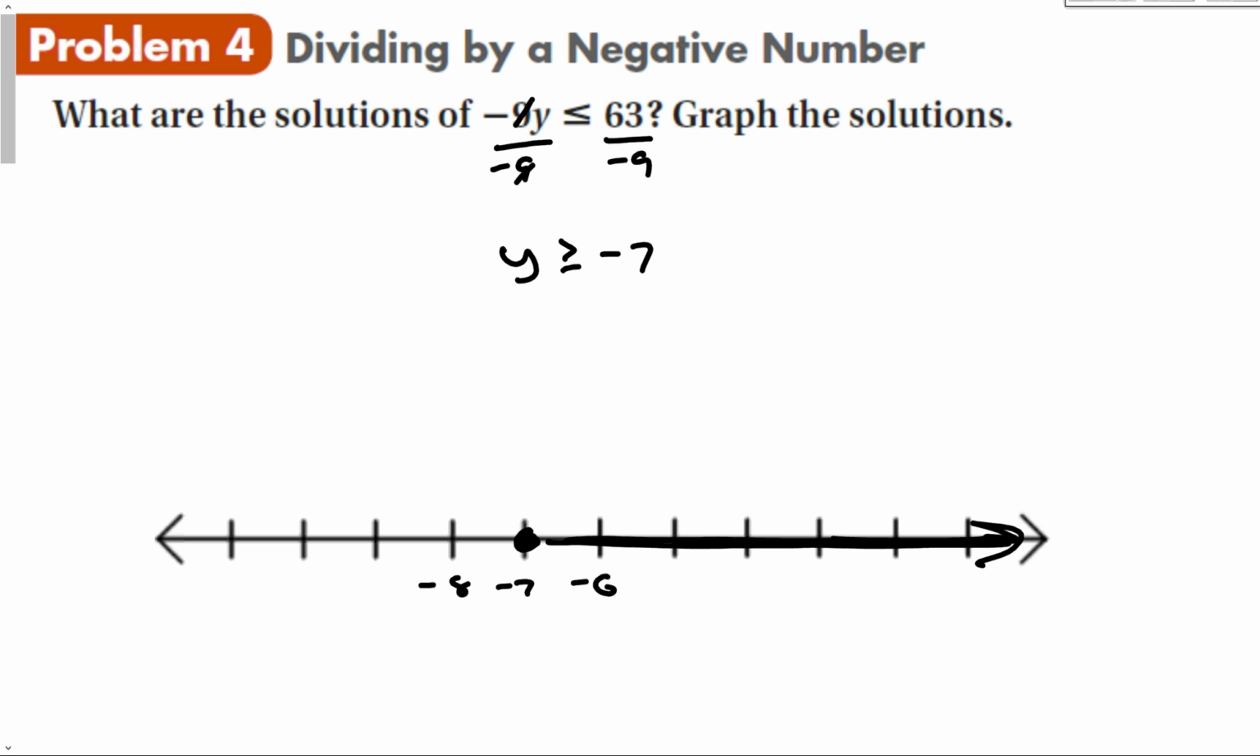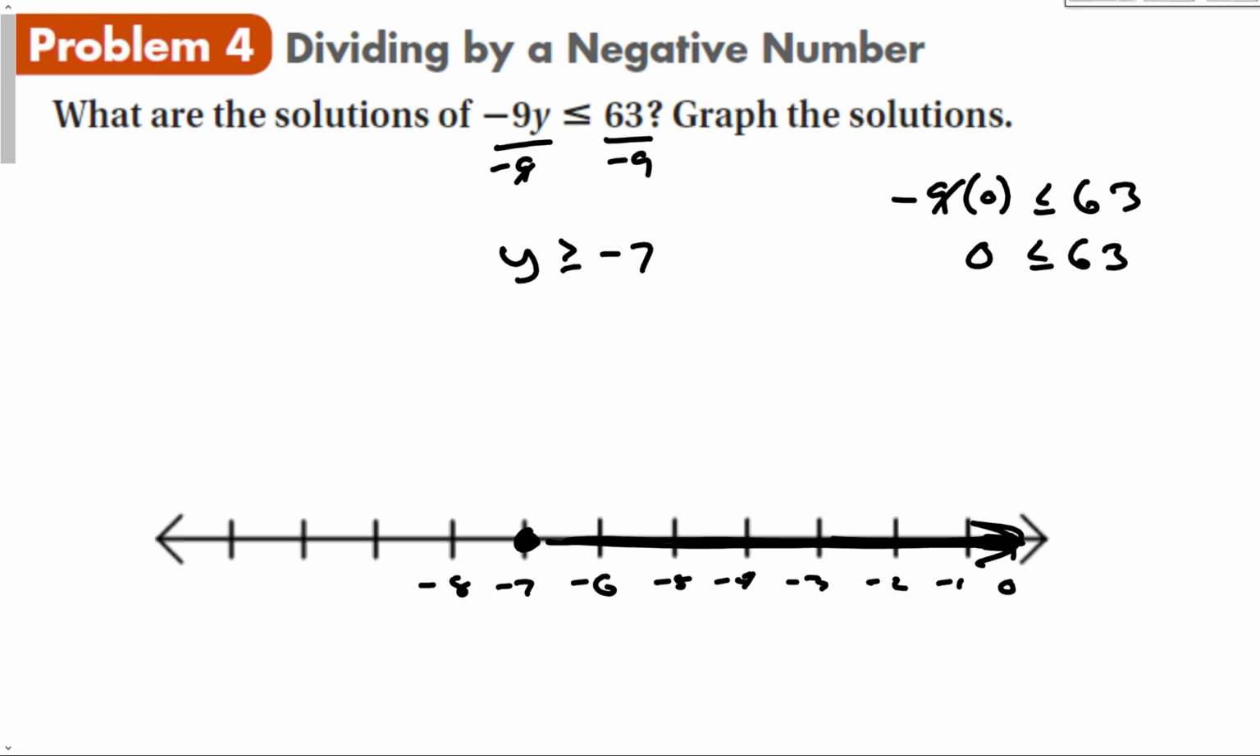If I wanted to check this, just like I've done before, I could plug in 0, which means that 0 times 9 is 0. Is 0 less than 63? Yes. And you can see that negative 4, negative 3, negative 2, negative 1, 0. That 0 is part of my solution, right? The inequality line is going towards 0 and covering up 0 to include it in my solution set.